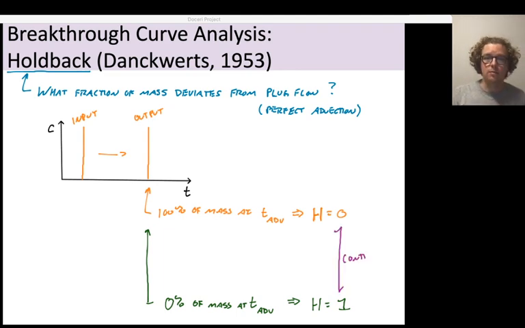Now that sets up a continuum. So holdback is going to be a value that ranges from 0 to 1. Very low holdback numbers would be things like pipes flowing full, concrete channels. Very high holdback would be things like estuaries, where we expect primarily diffusion and very little advection. Streams tend to fall somewhere in the middle. So conceptually, holdback is describing how much I deviate from an advection-only system.